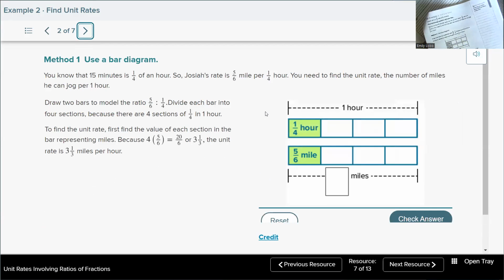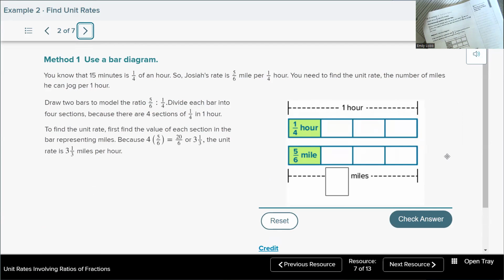So you know that 15 minutes, hey, look at that, is a quarter of an hour. So Josiah's rate is 5/6 mile per 1/4 hour. You need to find the unit rate, the number of miles he can jog per 1 hour. So they drew 2 bars to model the ratio 5/6 to 1/4.